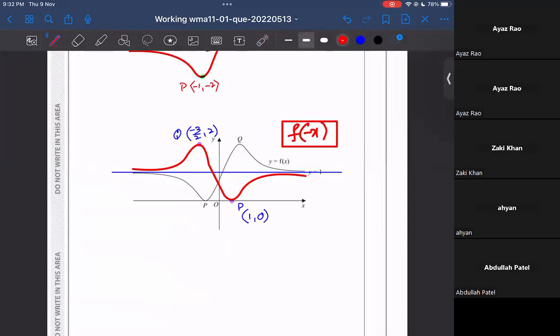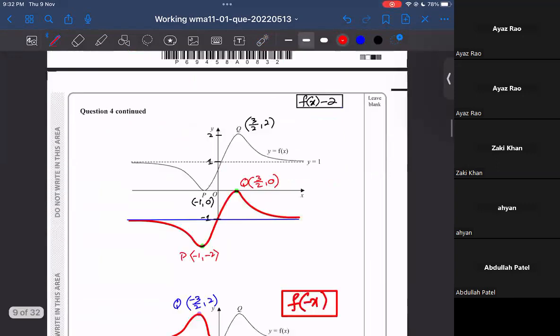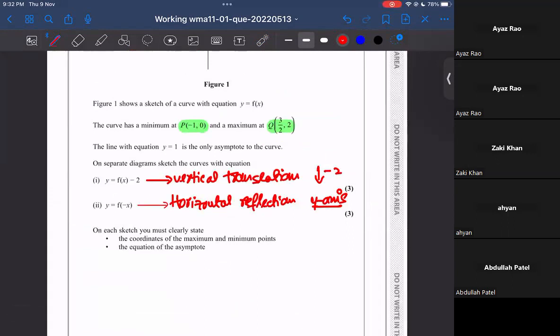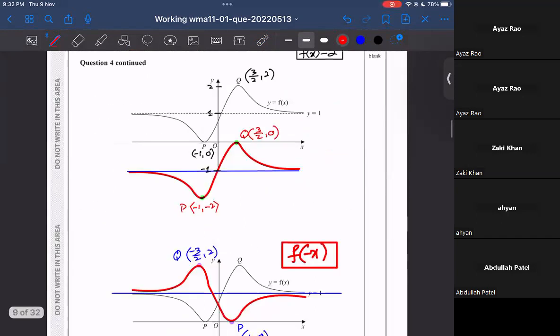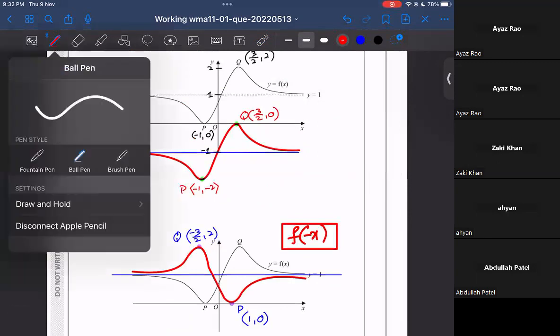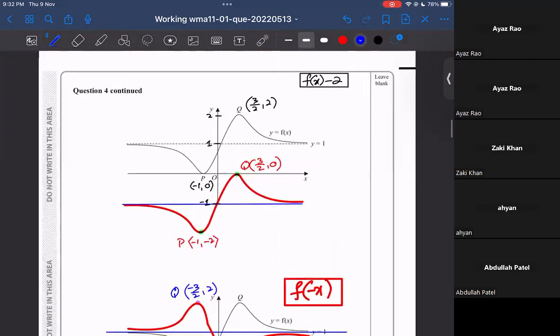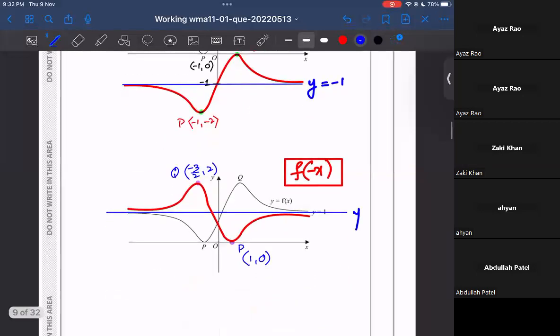Now what's the next thing? The next thing is that on each sketch you must clearly state the coordinates of the maximum or minimum point, which we have already done, and the equation of the asymptote, which we have also done. We have mentioned all those things here. In the previous graph we have to mention the equation of the asymptote, y equals -1. Over here the equation of the asymptote is y equals 1. It has something to do with the reflection; no change came because of it.